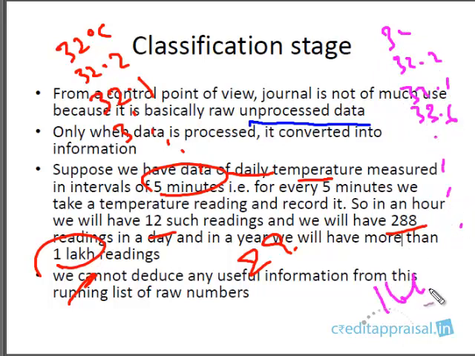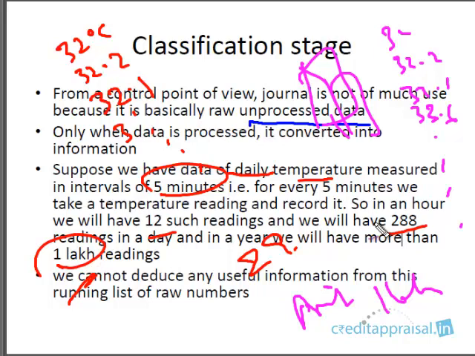I print a bulky, round book, and I throw it in your face, right? I make a book of this 1 lakh listing and throw it in your face. So what are you going to do with these 1 lakh readings? A book of thousands of pages with nothing but these numbers. Can you make any sense of it? You can't make any sense of it because this is unprocessed data.